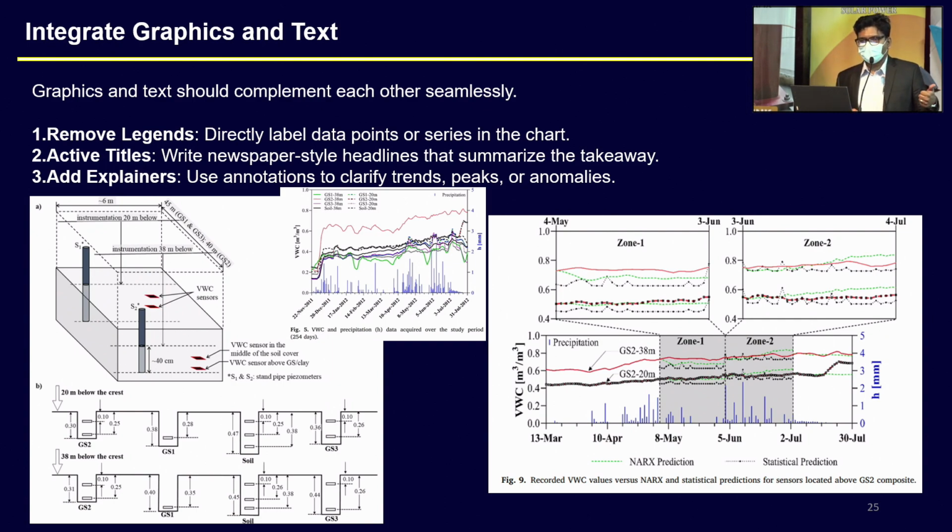The first one is removing the legends. The legend has no meaning if it doesn't really fulfill the purpose. You can remove the legend and mark the values on the chart, then put titles and add explainers. Like for example here, zone 1 and zone 2, how and what we really want to say. See here also, likewise you can mark them.